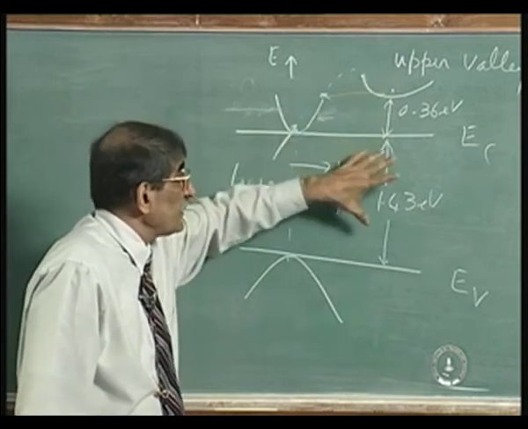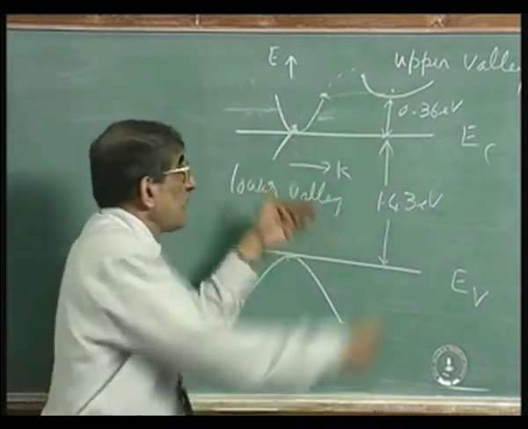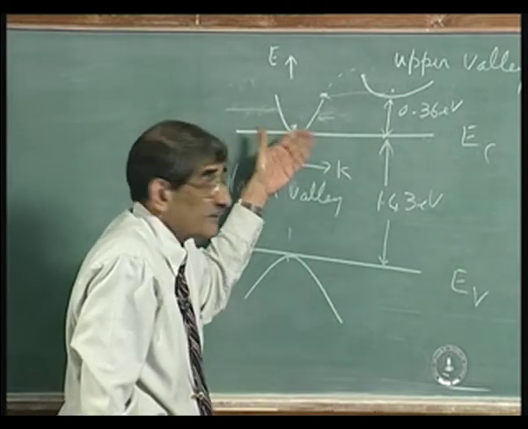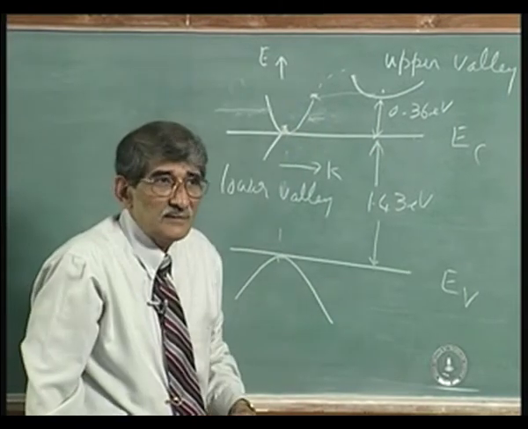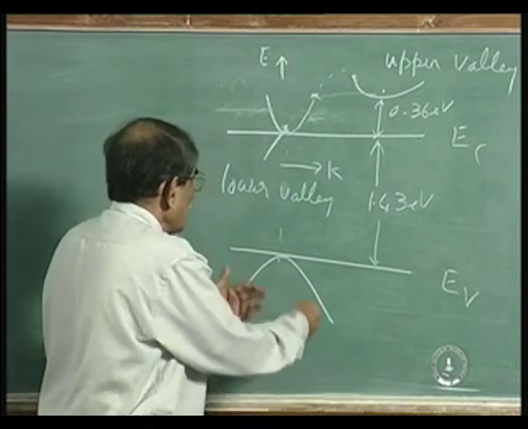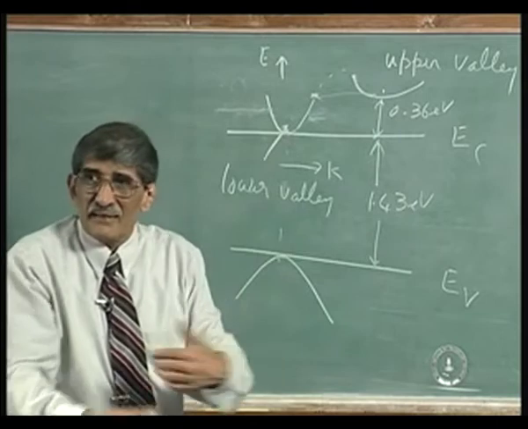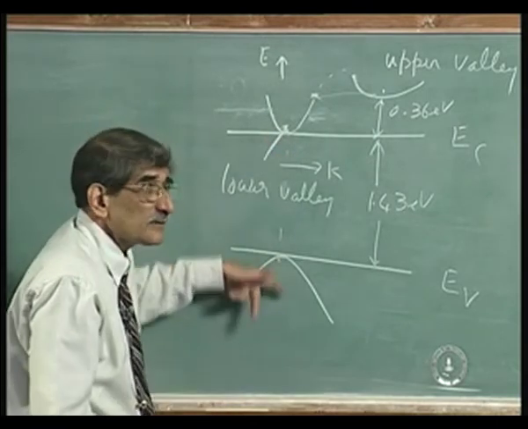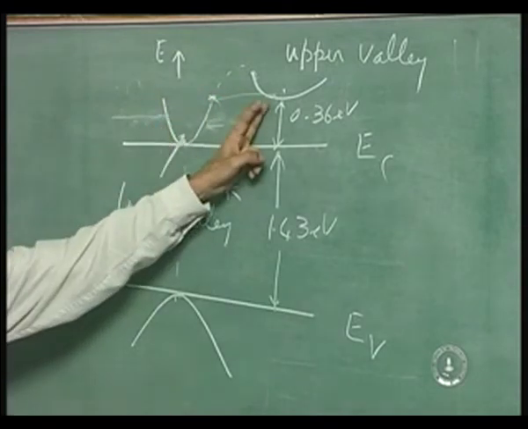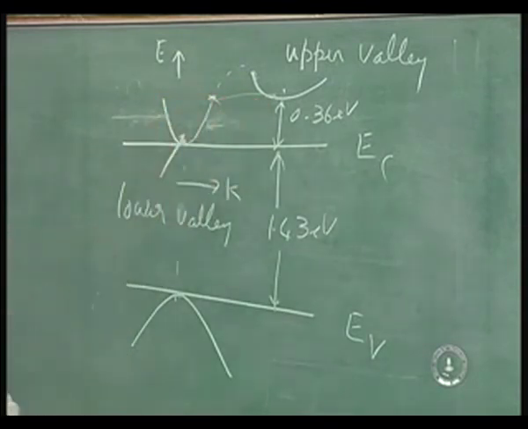If this were 1.43, that gap between this upper valley and lower valley, if that were 1.43 electron volts, you would have got breakdown. Breakdown means what? Ultimately you have the whole electron pair generated. You would have interaction between these two, because this is much smaller than that. You have got these electrons transferred onto that. Velocity drops. That is the phenomenon.